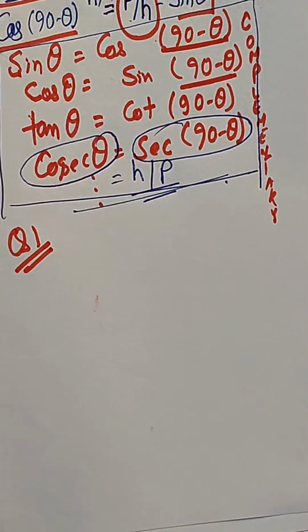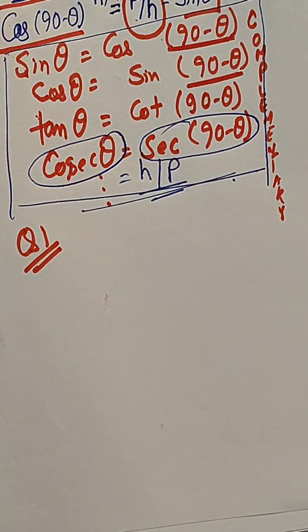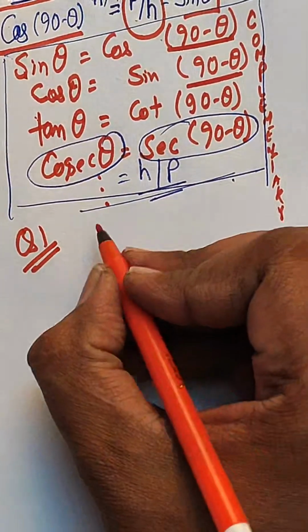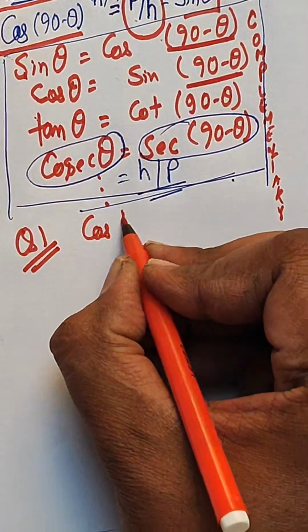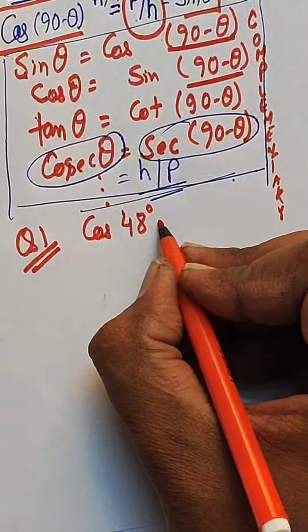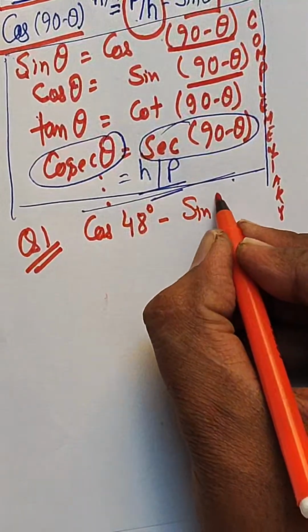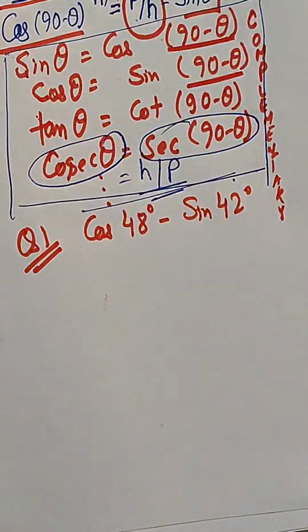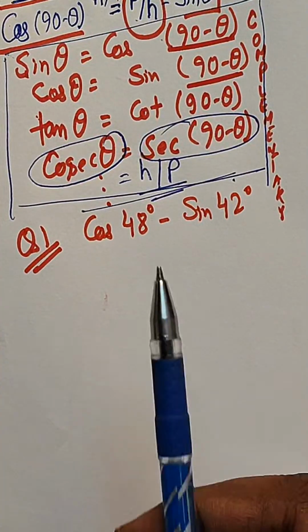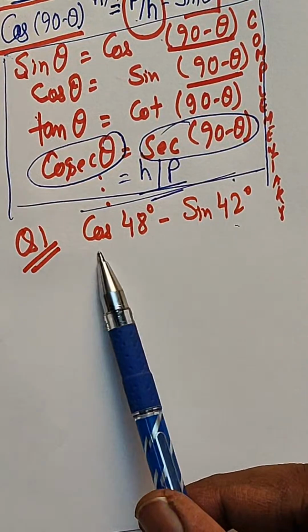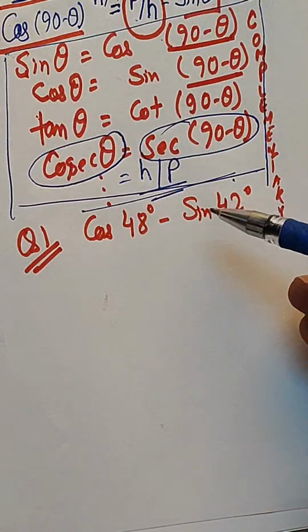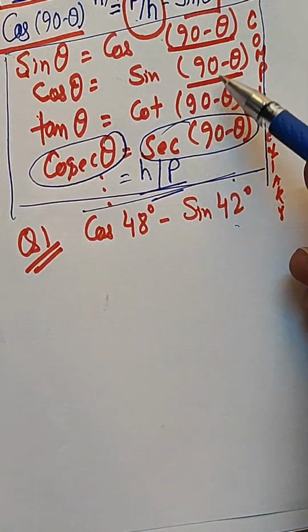So the first question for today: what is the value of cos 48 minus sin 42? Cos of 48 degree minus sin of 42 degree. If such questions are coming to you, my dear friends, do not panic, just recall these complementary angle concepts.